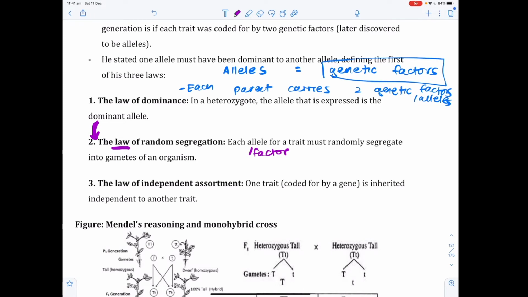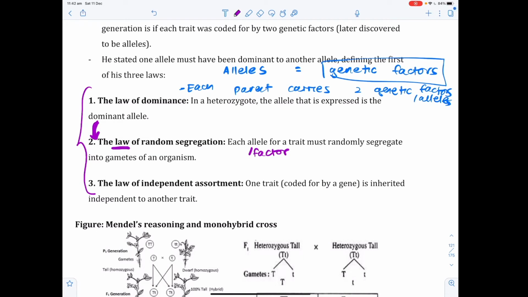Yeah, excuse me, sir. Yep. What was the conclusion again with the 3-to-1 ratio? It's that. These three laws were his conclusion. Okay, but previously you said that each parent carries two genetic factors of which one is dominant, right? Yeah, that's right. So what about the parents who carry homozygous?